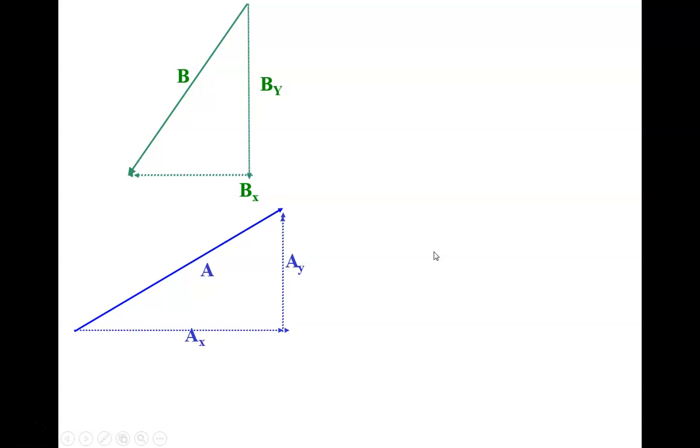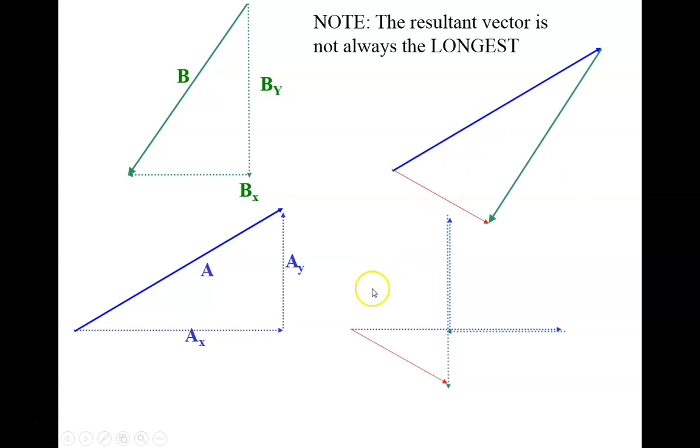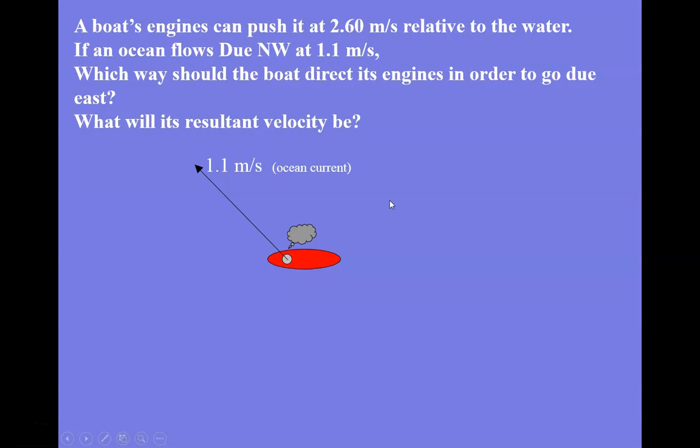So this is a side note that I would definitely take note of. The resultant vector does not have to be the longest vector. If I were to add these blue and green vectors, this A vector and this B vector, my resultant velocity would be shorter than either of the two. Why? Because they were partially canceling each other out. So the resultant is the sum, the tip to tail of the vectors. It's not necessarily the longest, so keep that in mind.